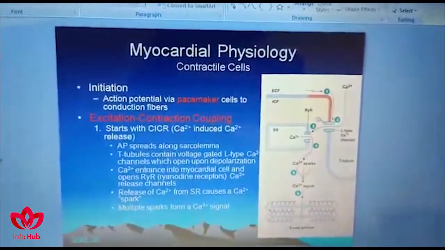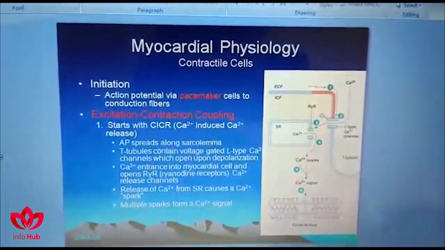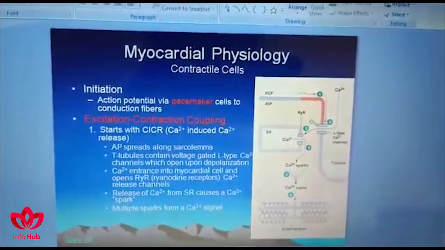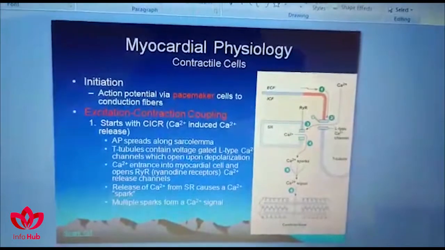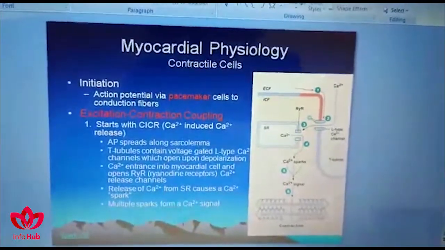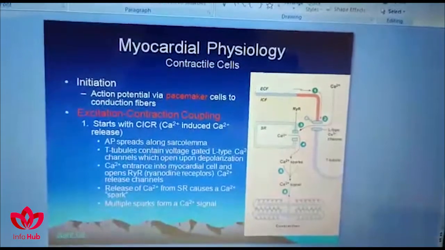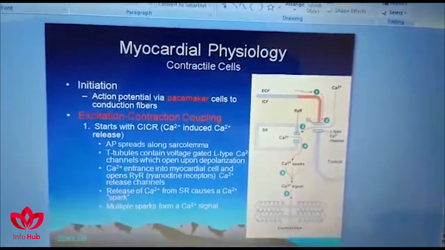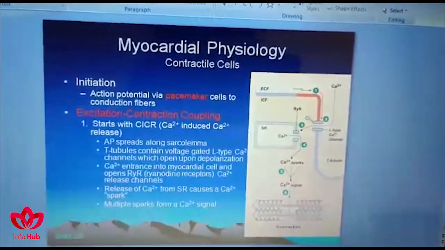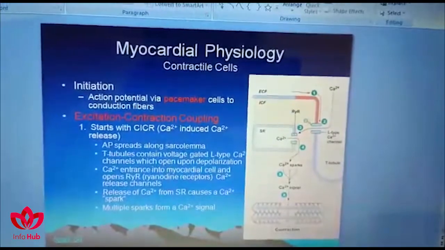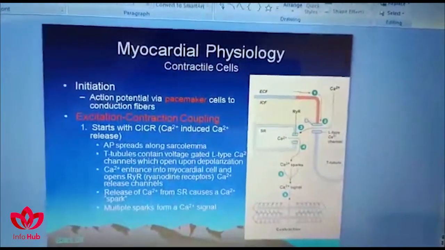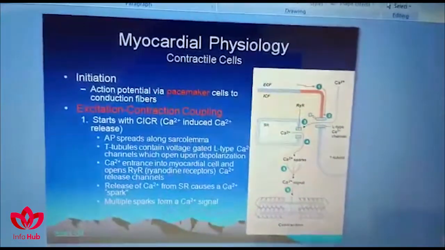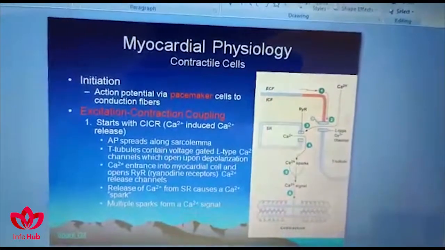Action potential, which is generated from pacemaker cells, travels through the T tubules, and excitation contraction coupling starts with calcium induced calcium release. Action potential spreads along the sarcolemma. T tubules contain voltage gated L-type calcium channels which open upon depolarization. Now calcium enters into the myocardial cells and opens ryanodine receptors. These are special types of receptors which are located in the sarcoplasmic reticulum. Now this causes the release of calcium from the sarcoplasmic reticulum and causes a sudden calcium spark.